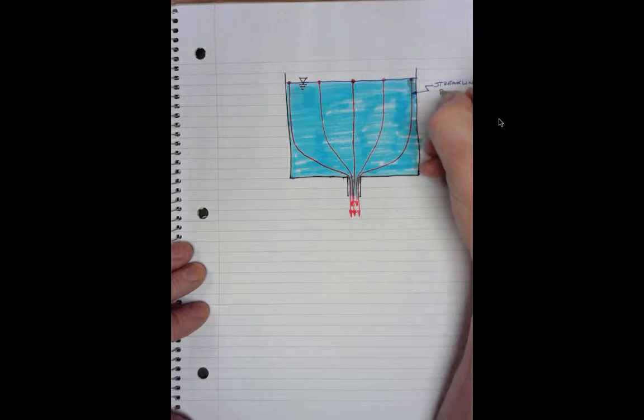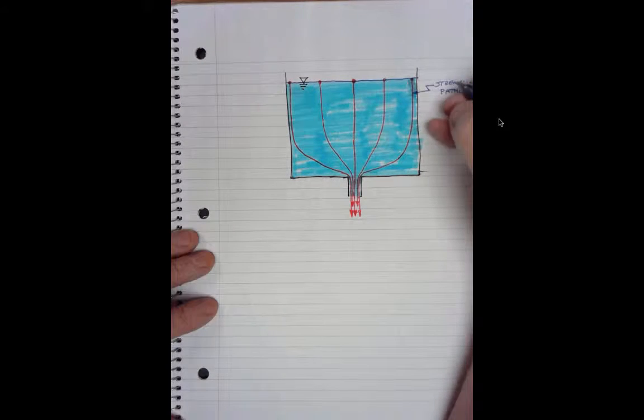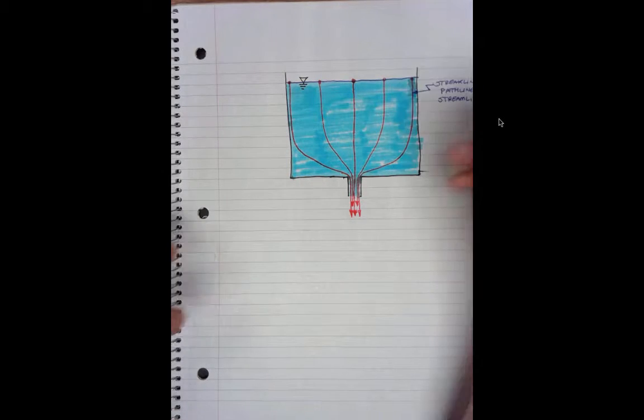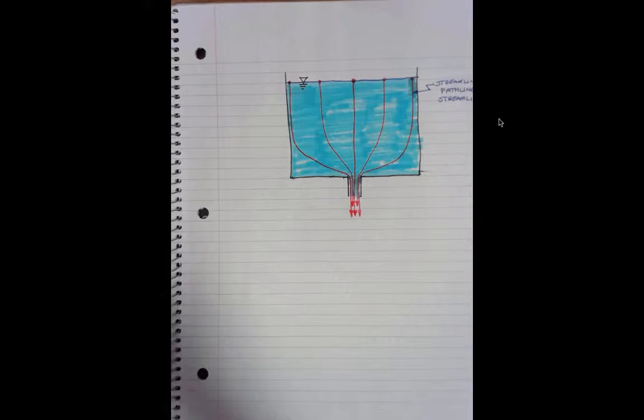Happens to also be a path line. And it happens to also be a streamline. And bear in mind the flow here is steady. So in steady flow, this is usually going to be the case. Streamlines, streak lines, and path lines are coincident. They're indistinguishable from each other. In unsteady flow, they can be different. The streak line, path line, and streamline can all be different.